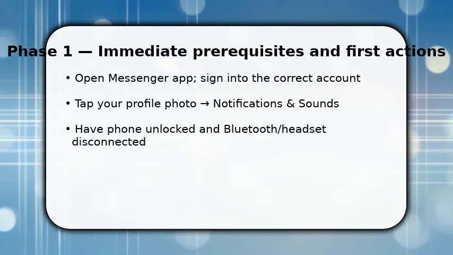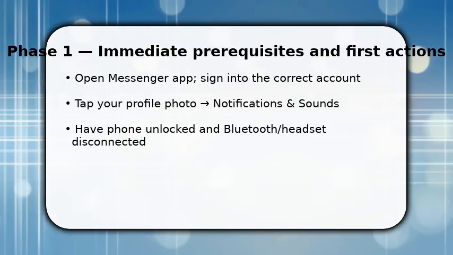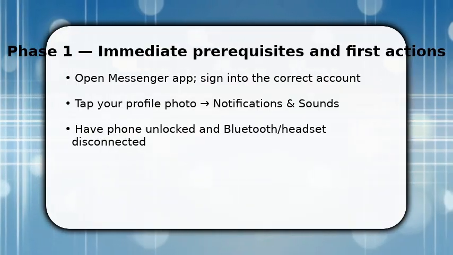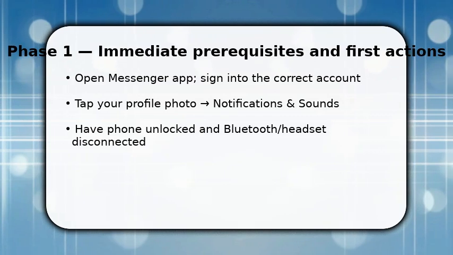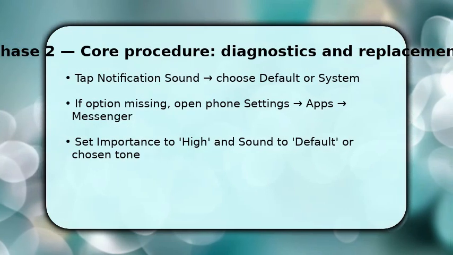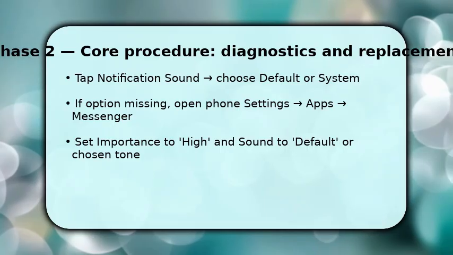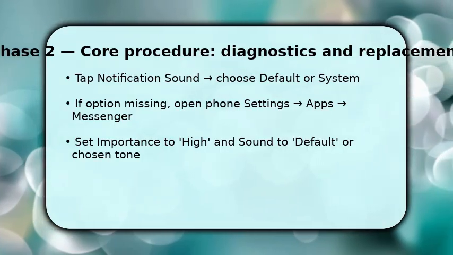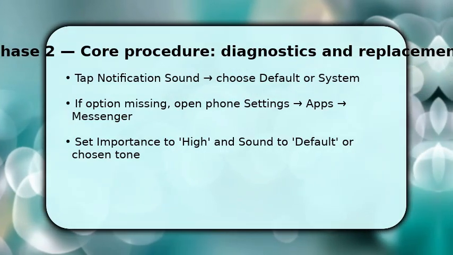Don't pause here. You're taking the first actionable step to change the app sound back to the normal system tone, not a custom tone or silent setting. Now you pick the default sound. In Notifications and Sounds, tap Notification Sound and select Default or the system tone you recognize.